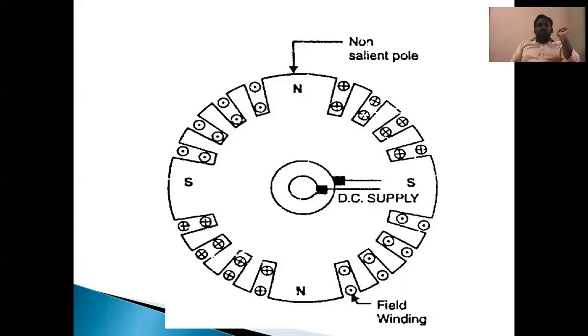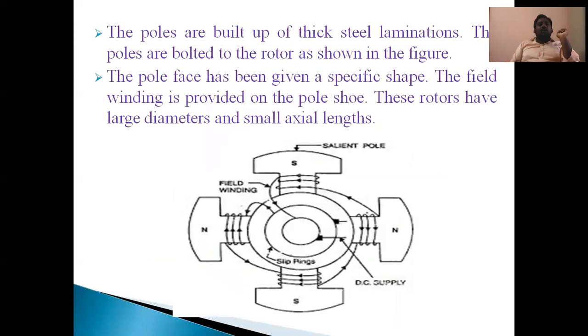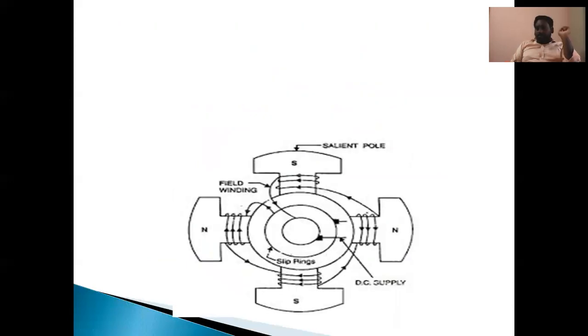Now we will see the nature of a salient pole type rotor. Here the poles are projected out from the rotor surface. If we observe, all poles are fixed to the rotor. This is the rotor. This part can be rotated with the shaft of the rotor. This shaft is rotated by taking mechanical power from the shaft of the turbine.